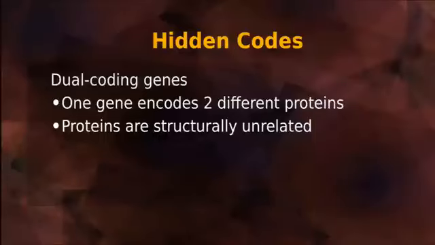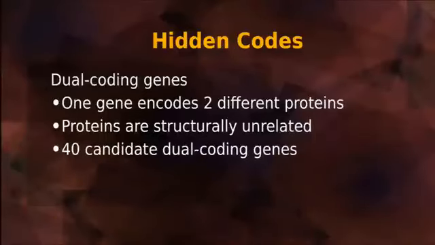And right now they found about 40 candidate dual coding genes, but they used very conservative parameters, so they think there's probably a lot more. This may help explain why we have 20,000 genes, but we have 100 to 300,000 proteins. Because when they initially sequenced the human genome, they really thought they'd find like 100,000 genes, and then they didn't. They only found 20,000. So there has to be some explanation for how we get this. And we do see dual coding in viruses.